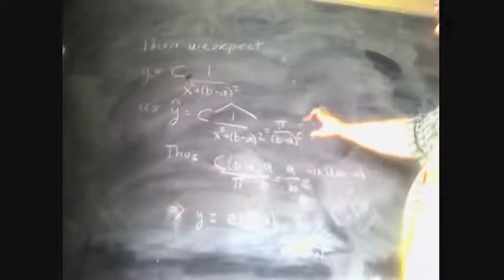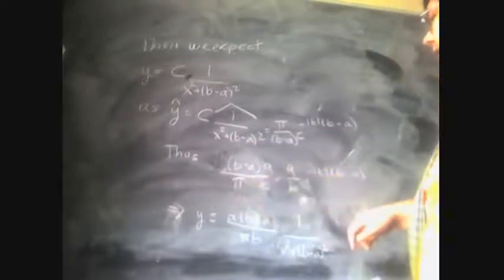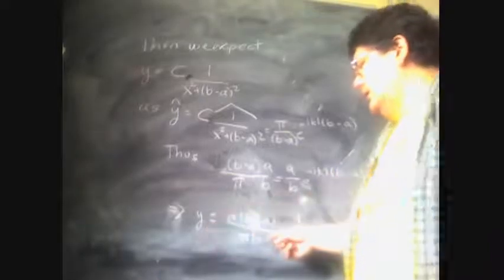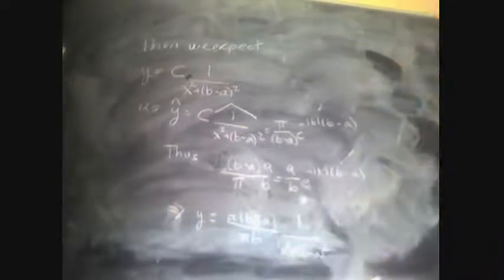We have a pi b a over here, but we want it to be times a over b. So we just multiply everything over to the left side, and thus we find that this is our constant c. And thus our function y just becomes the product of these constants times 1 over x squared plus b minus a squared. Alright, so that was part 1 of easy problems.